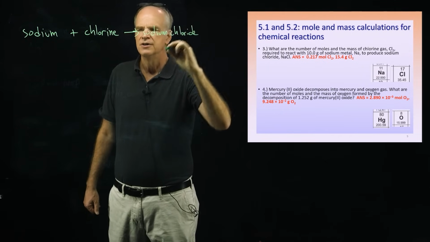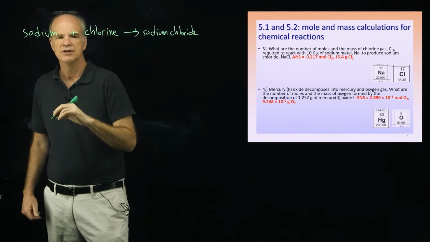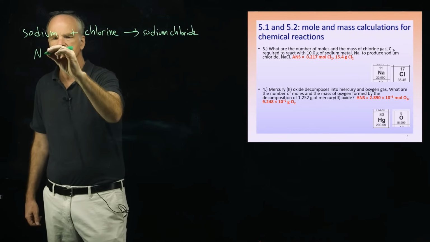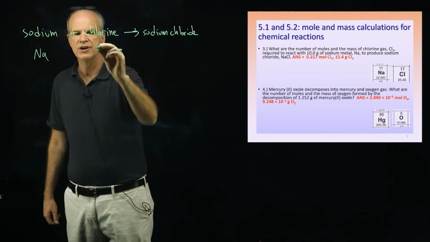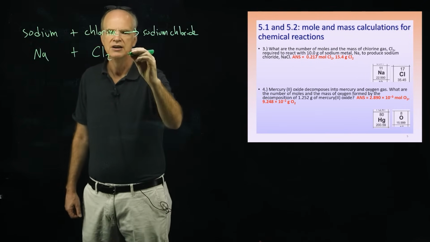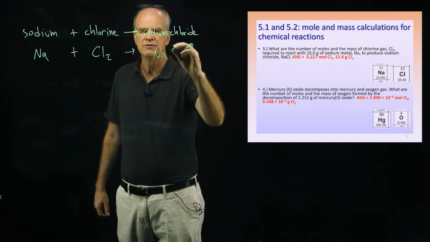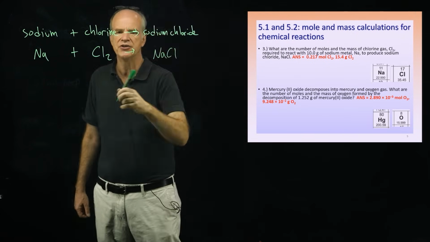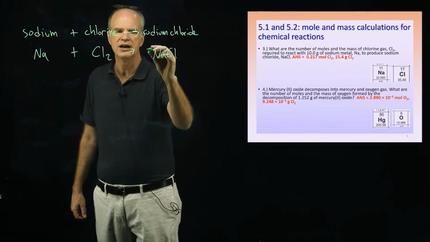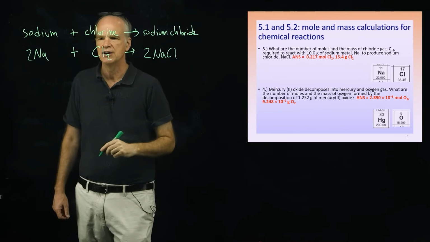Okay. So again, let's write out the symbols. Sodium is Na. Chlorine is one of these elements that will be diatomic in the elemental state. And I think you all know what the formula of sodium chloride is. It's going to be NaCl. Okay, so now we need to balance it. 2 chlorines on the left, 1 on the right. I'll put a 2 there. And then to balance sodiums, we need a 2 there.